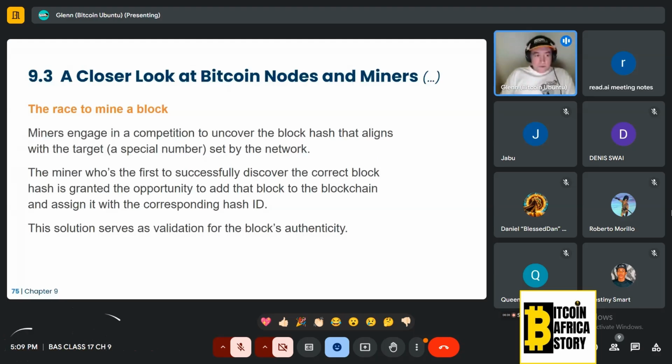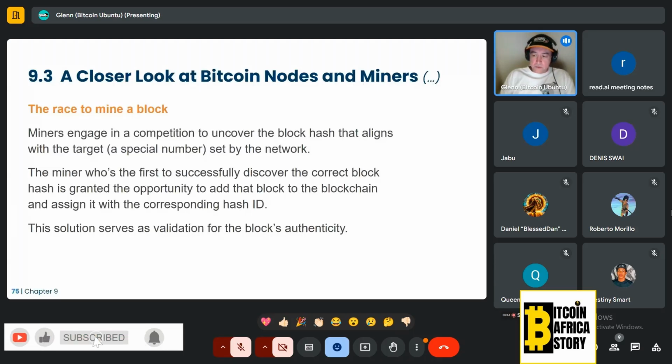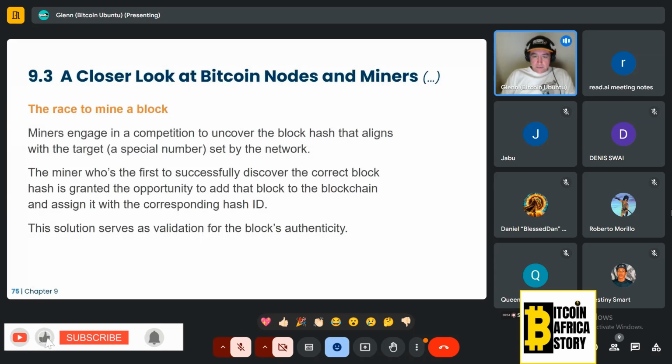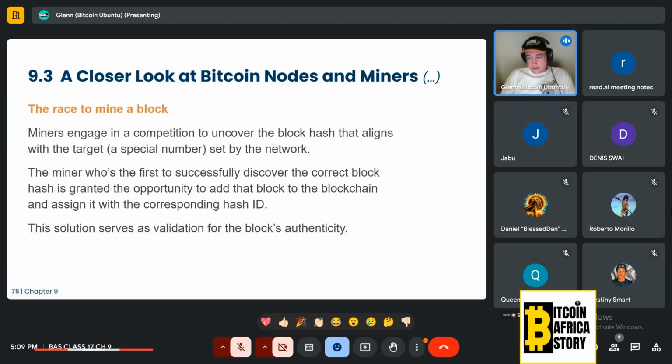Then we come to the race to mine a block. What are we talking about when we're talking about mining? Miners engage in a competition to uncover the block hash that aligns with the target. It's a special number set by the network. The miner who's the first to successfully discover the correct block hash is granted the opportunity to add that block to the blockchain and assign it with the corresponding hash ID. This solution serves as validation for the block's authenticity.